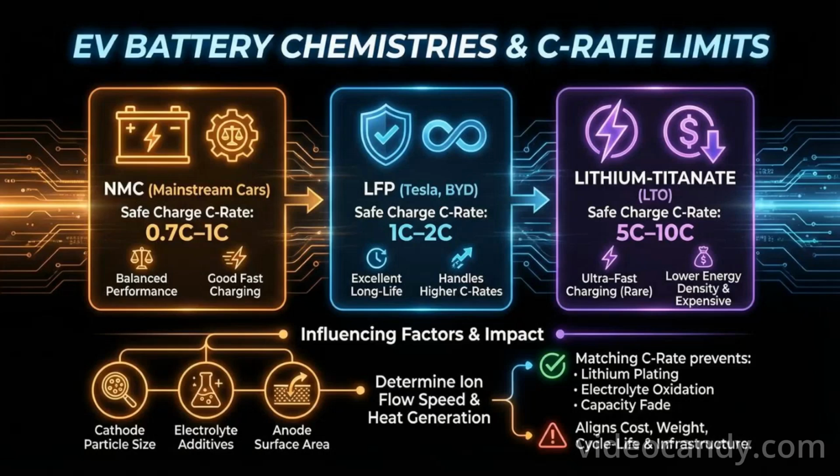NMC, used in most cars, typically allows 0.7C to 1C, offering a good balance and fast charging capability. LFP, found in vehicles like Tesla and BYD, can safely handle 1C to 2C, giving excellent longevity and tolerating higher C rates. Lithium titanate, or LTO, is rare and expensive but supports ultra-fast charging at 5C to 10C, making it suitable for specialized applications.